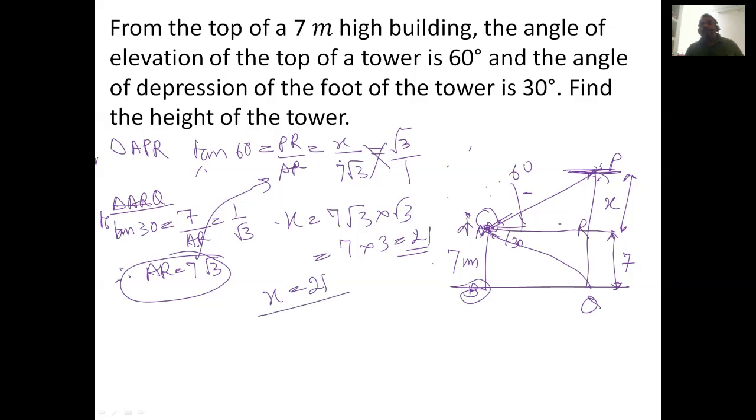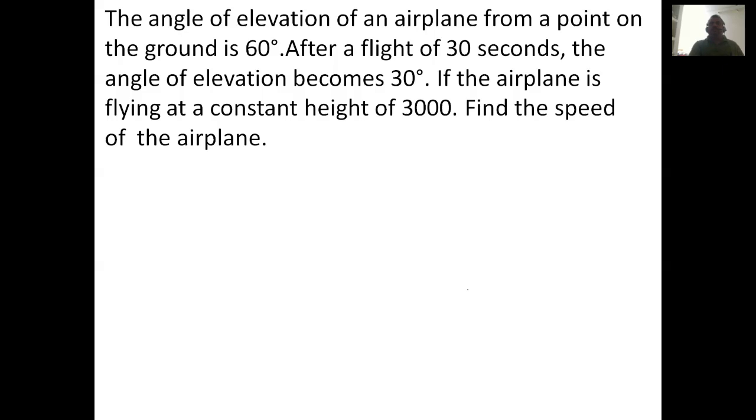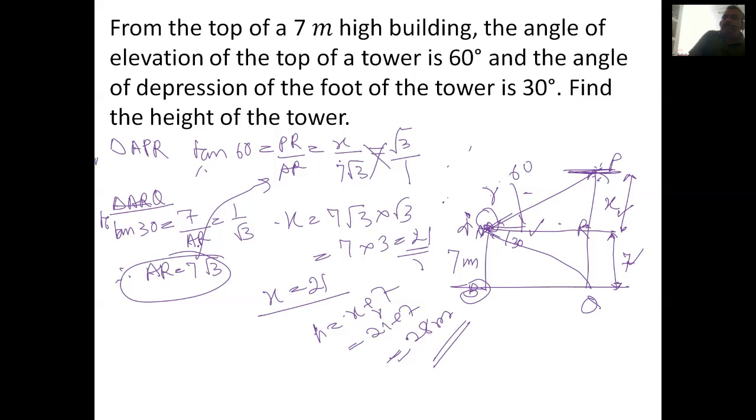But the height of the tower is x plus 7. Height h is equal to x plus 7 is equal to 21 plus 7 is equal to 28 meter. This is the height of the tower. So I think it would be quite understandable. There's a problem with writing using this notepad, so bear with me, I try to explain.